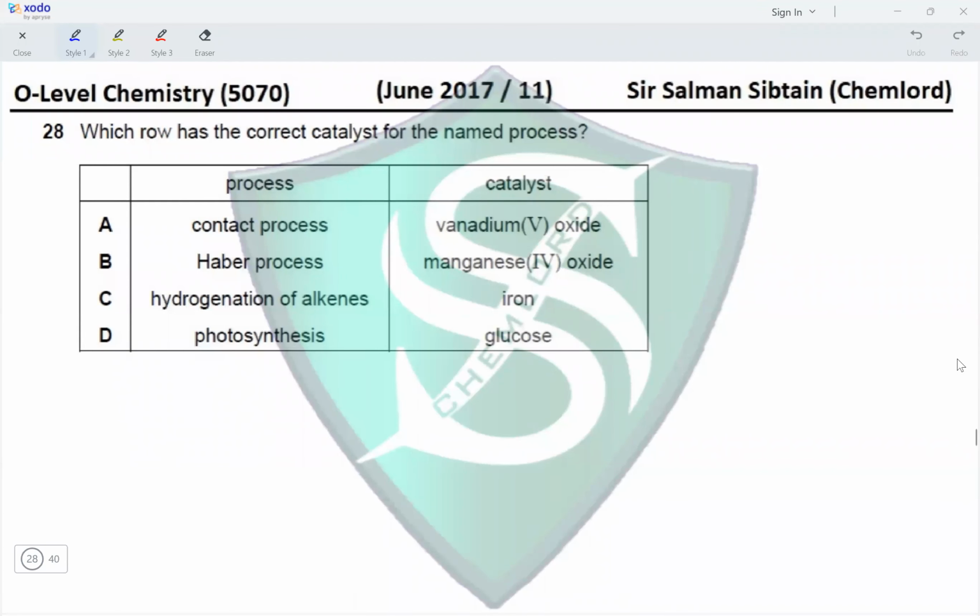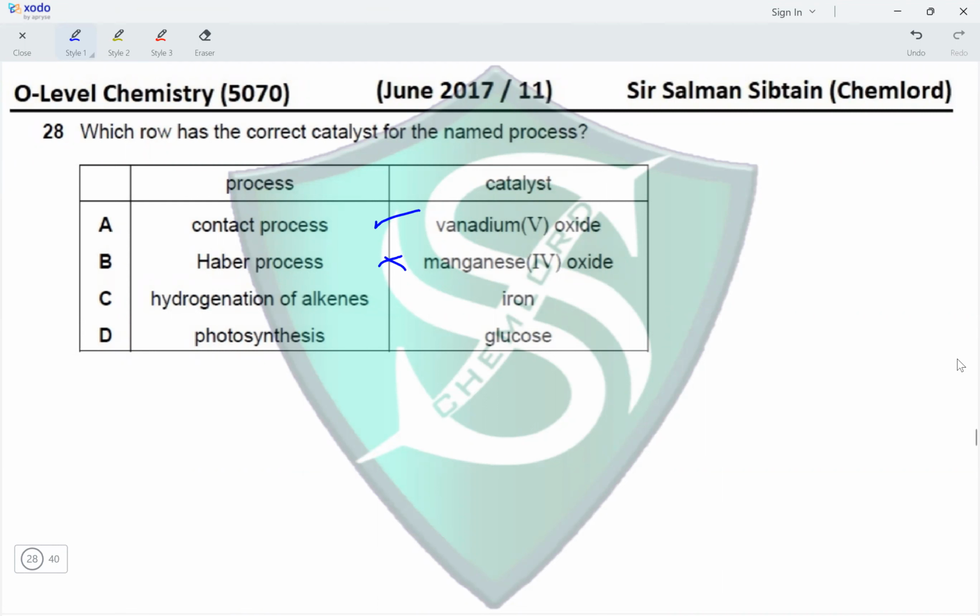Question 28. Which row has the correct catalyst for the named process? So the process is the contact process and the catalyst is vanadium(V) oxide. This is correct. Next, the process is the Haber process and the catalyst is manganese(IV) oxide. This is incorrect. The catalyst would be iron or iron(III) oxide.